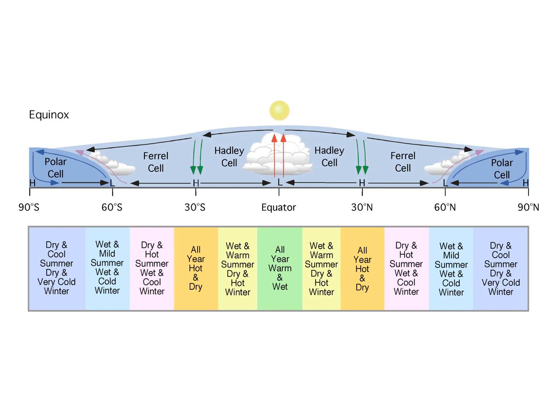And then the final zone is at the poles, and at very high latitudes we have cool, dry summers and dry, very cold winters.